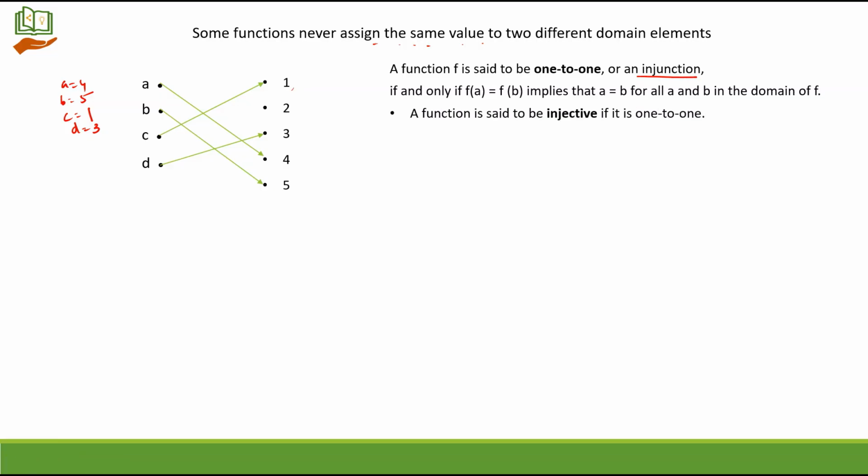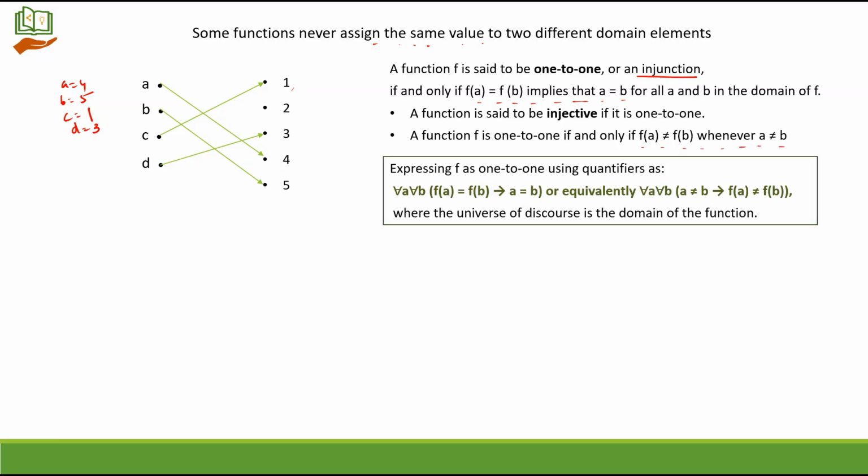A function is said to be injective, or in noun form, an injection, if it is one-to-one. Whenever you want to represent a one-to-one function, you can call it an injective function. A function f is one-to-one if and only if f(a) is not equal to f(b) whenever a is not equal to b. So here, the first definition is expressed in the context of equal to, and this one is expressed in the context of not equal to.